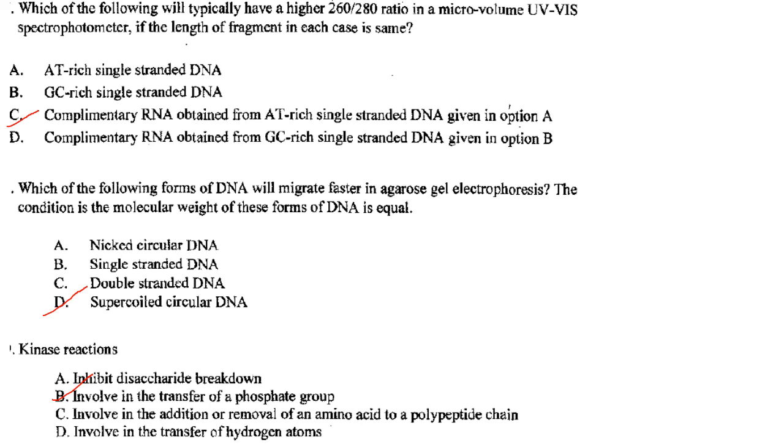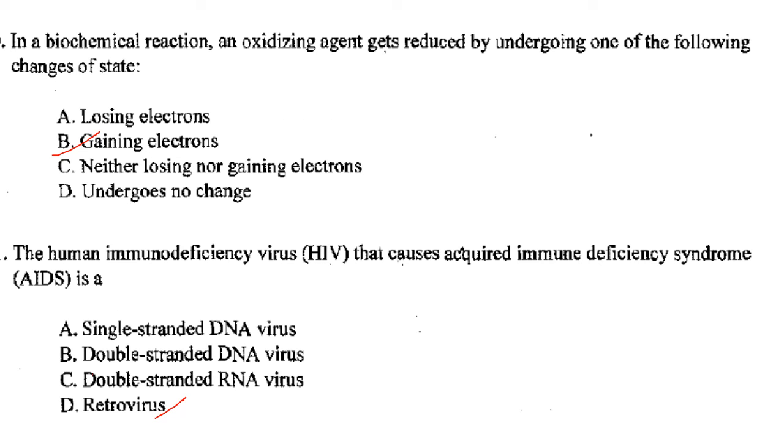Then kinase reactions. So they involve transfer of a phosphate group. Answer is option B. Then next one. In a biochemical reaction, an oxidizing agent gets reduced by undergoing one of the following changes of state. That is gaining electrons. Answer is option B. Then human immunodeficiency virus, HIV, that causes acquired immune deficiency syndrome, that is AIDS. It is a retrovirus. Answer is option D.